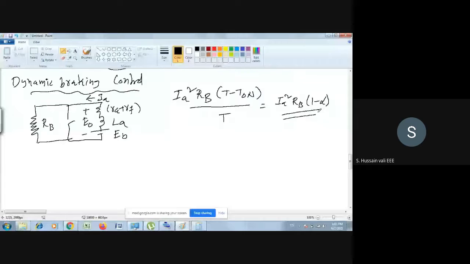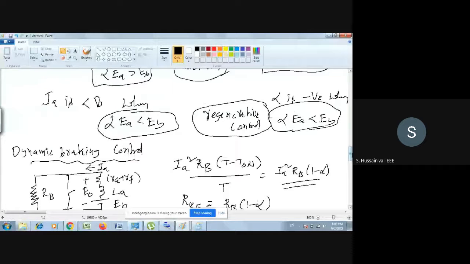Then how can you write the effective resistance RBE? RBE can be written as RB into (1 minus RB). There is no change. So these three topics which we discussed, the last two for the separately excited motor, are also the same thing, except some equations will change. Based on the equations, the speed-torque graph also changes, and there is no other change you will find.